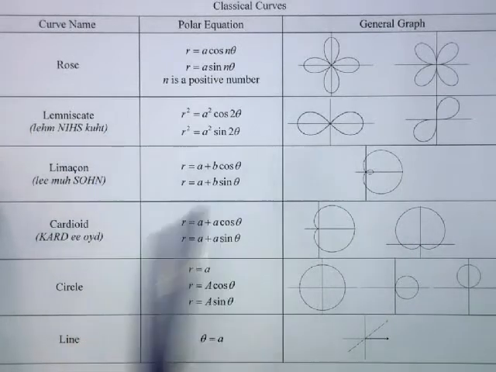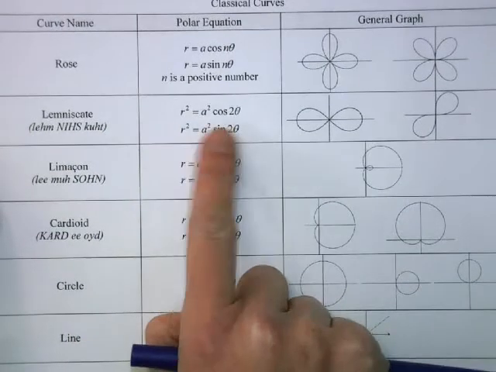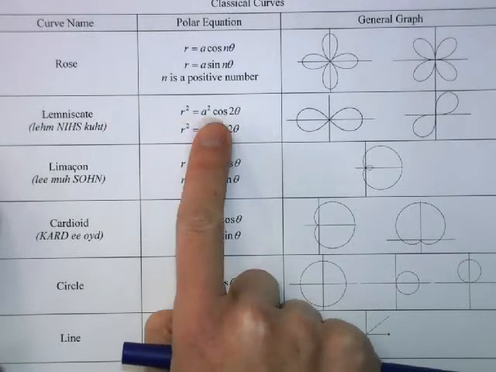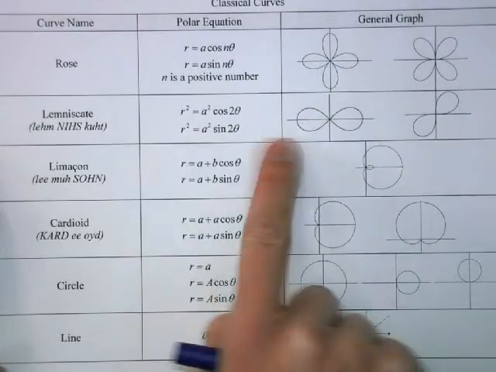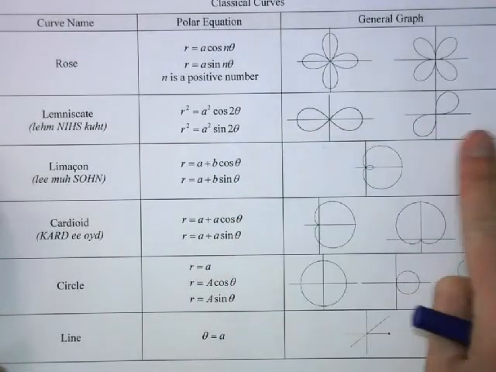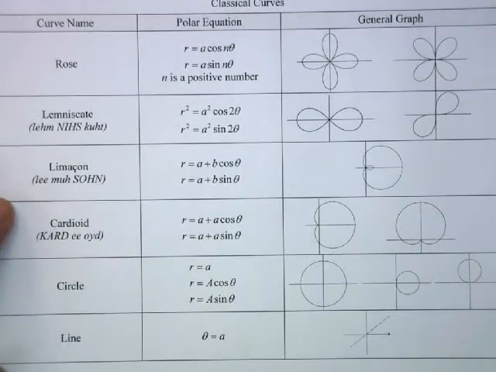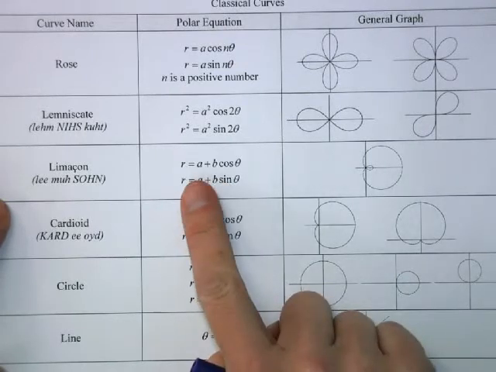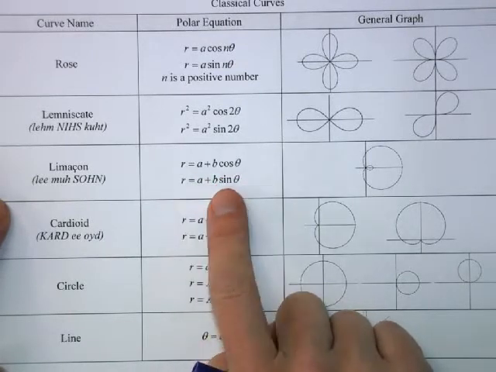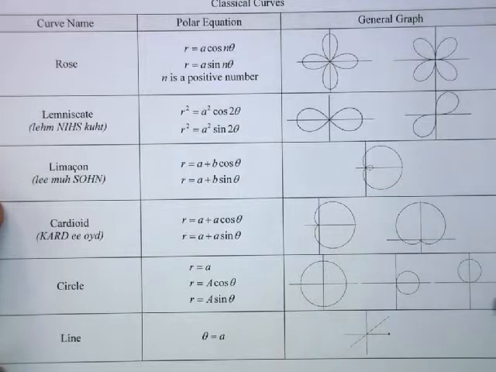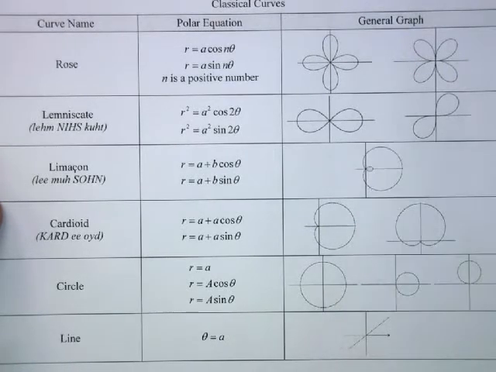Next is a lemniscate. And we haven't done one of those. But if you take r squared equals a squared cosine 2 theta, same with sine, you get kind of an infinity looking graph. A limacon is going to be a plus b cosine theta or a plus b sine theta. And you can get a little curve like this, a little curly. Sometimes they'll go on the outside.